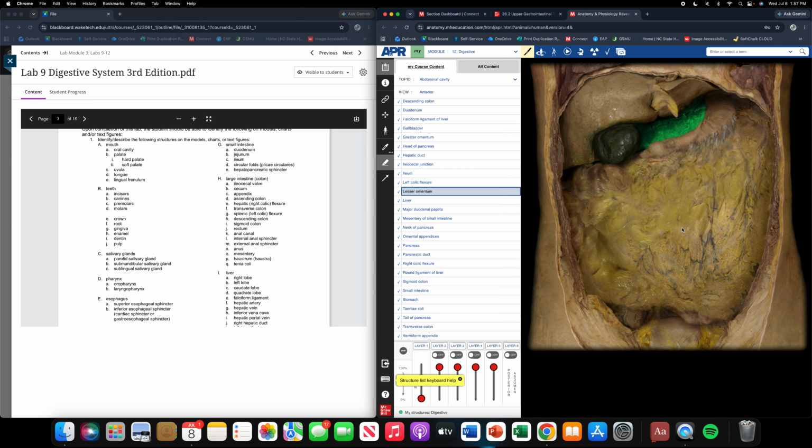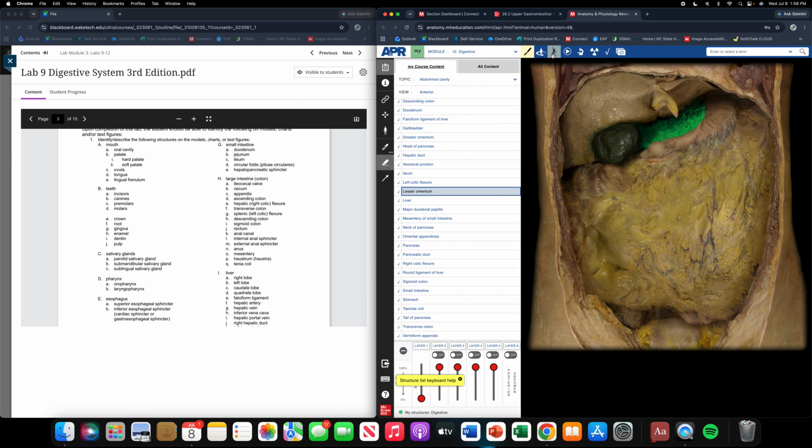But now you can see this is the greater omentum, this yellowish apron that sits on top of all your intestines and covers them. So typically when you're dissecting through the abdomen, you'll dissect through the greater omentum and you can just cut it off and then remove it, reflect it back, and see the intestines.